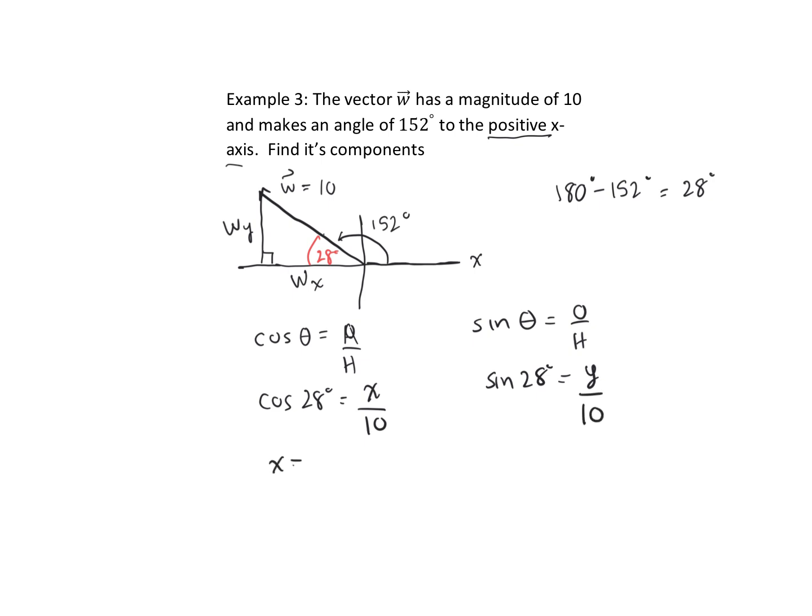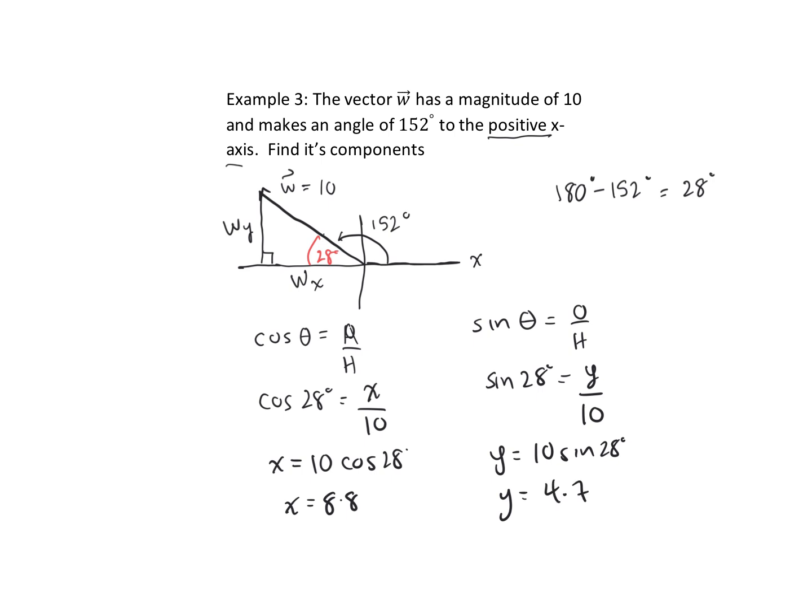In order to find x, we will just cross multiply: 10 times cosine 28. And y will be 10 times sine 28. Then we can just type that into the calculator. 10 cosine 28 is 8.8, and 10 sine 28 is 4.7.